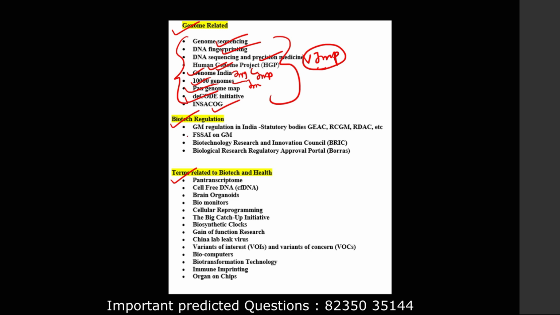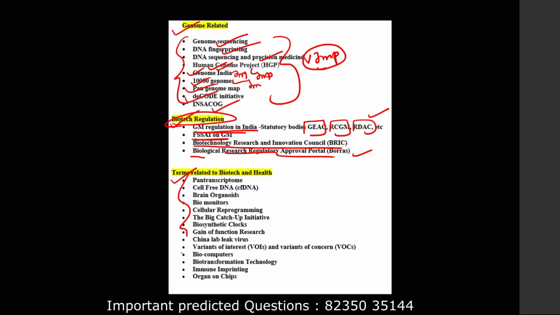Okay, next is the biotech regulation. Biotech regulation, guys, GM regulation in India. Statutory bodies like GEAC, RCGM, RDAC, they can come. Then FSSAI regulation on GM crops. Then, guys, the Biotechnology Research Innovation Council. Then the Biological Research Regulatory Approval Portal.